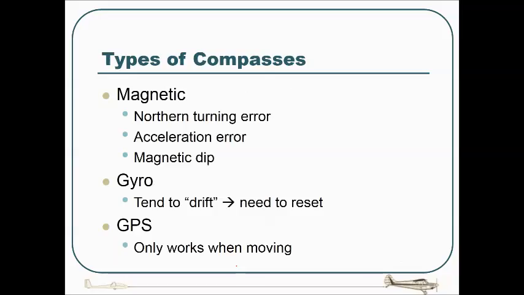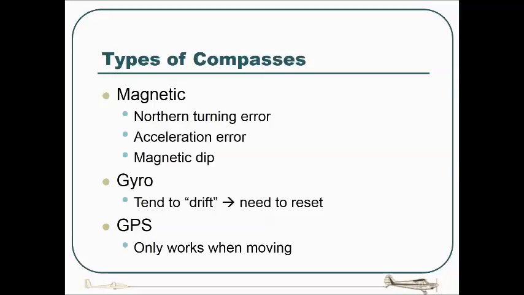Now, there's different types of compasses. One of the most common is magnetic. The big advantage with a magnetic compass is, A, they're inexpensive. They're very reliable, but they are prone to errors. And when I say they're reliable, I mean they work. They don't run out of battery. They don't die on you. They keep working. So even when your aircraft is parked and shut down, your magnetic compass is still working. It is prone to a number of errors, such as northern turning error, acceleration error, and magnetic dip. And we're going to talk about those.